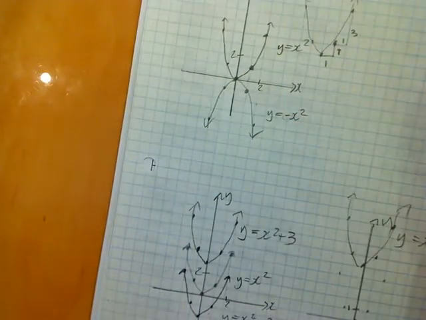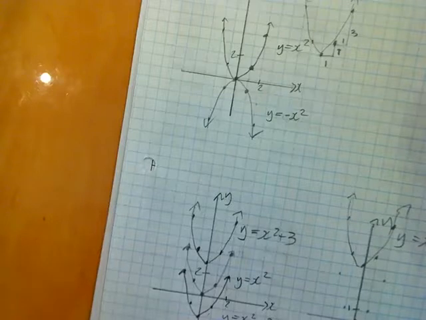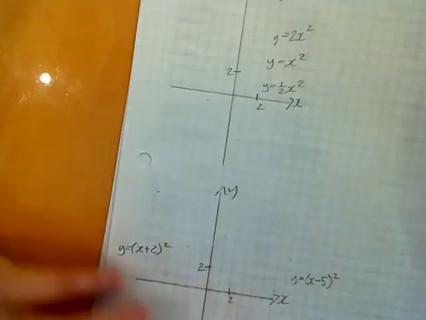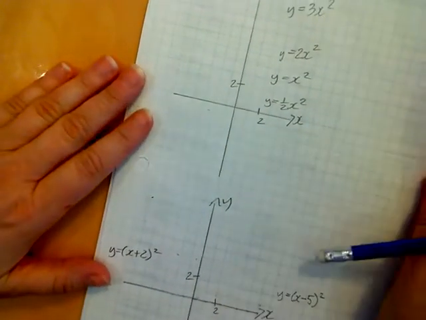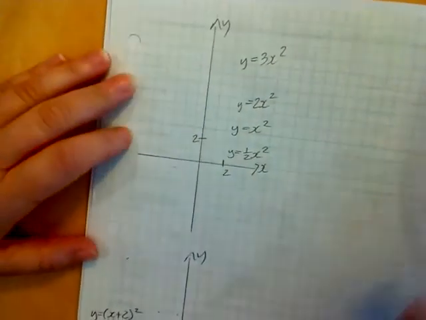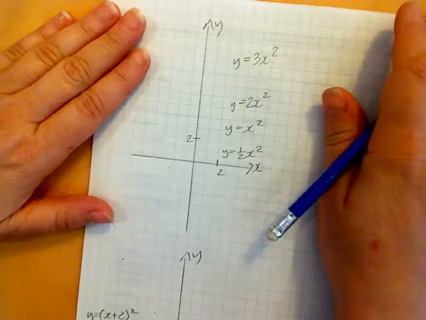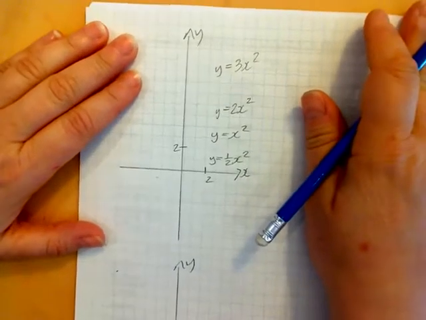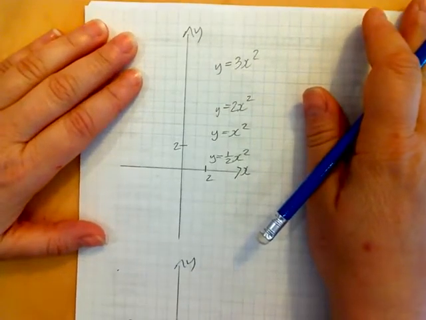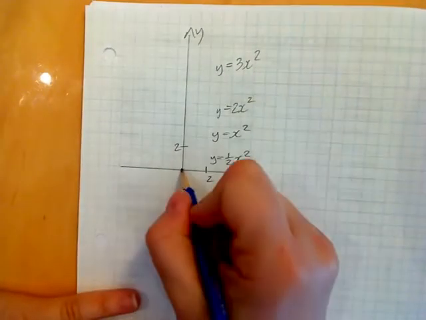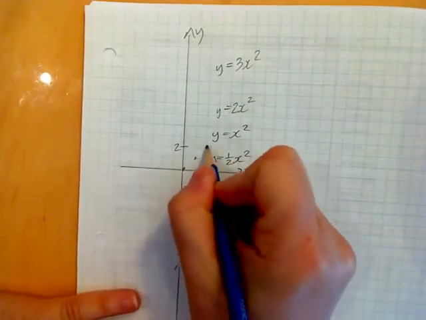Ta-da! Okay, so now that we've talked about this over and up and over and down business, I want to take a look at this. We took a look at the reflections, what happens when a is positive and negative, and we took a look at moving up and down. Let's take a look now at stretches.